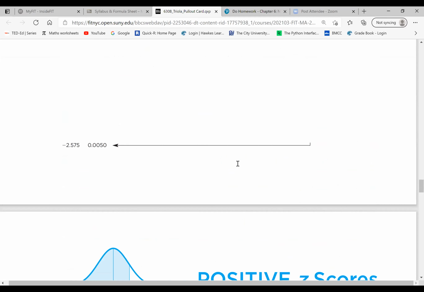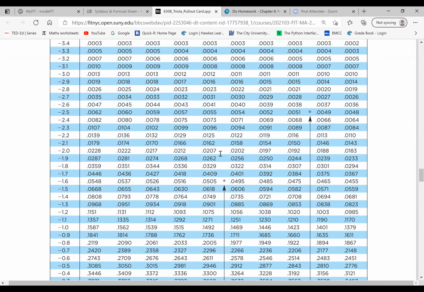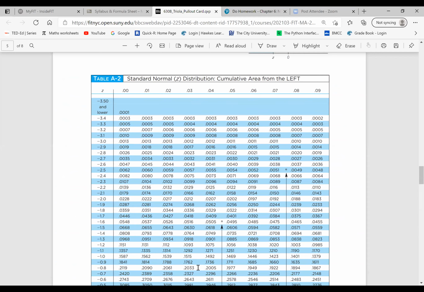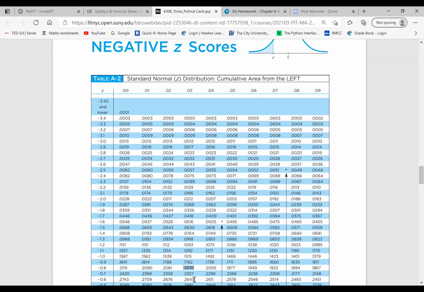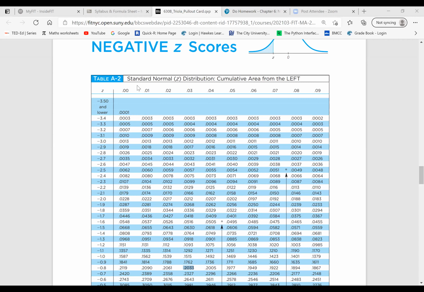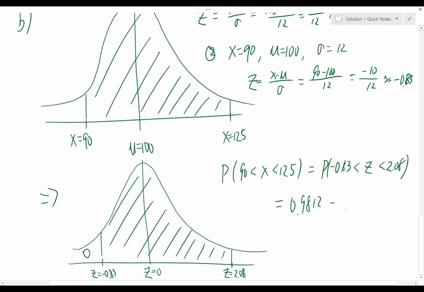On the first page of the table A2, negative 0.83. It should be this, 0.2033. Okay. 0.2033, and let's see what the difference is. The difference is the shaded region we're looking for, right? It's the answer we're looking for. So 0.9812 minus 0.2033, and this turned out to be 0.7779.